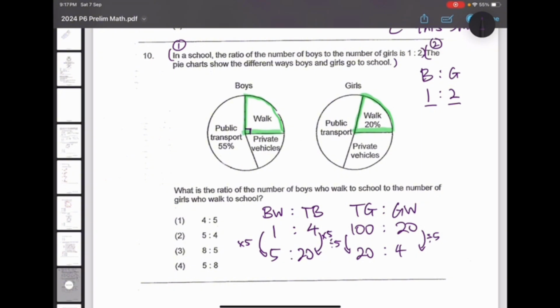So I'm just going to leave the total boys to be the same. But the total girls, what I'm going to do is to multiply by 2 once again. Alright, multiply by 2. So I'll have 40:8. And there you have it. The boys who walk to the girls who walk is 5:8. And the answer for this question is number 4.